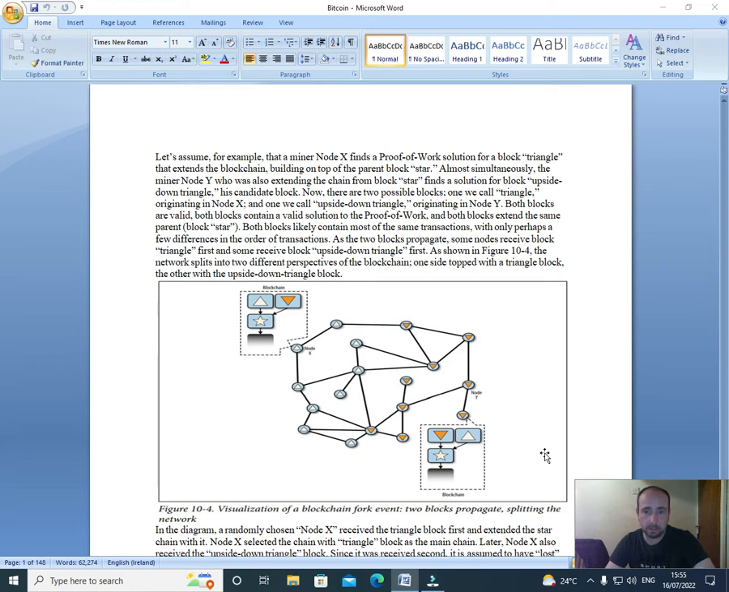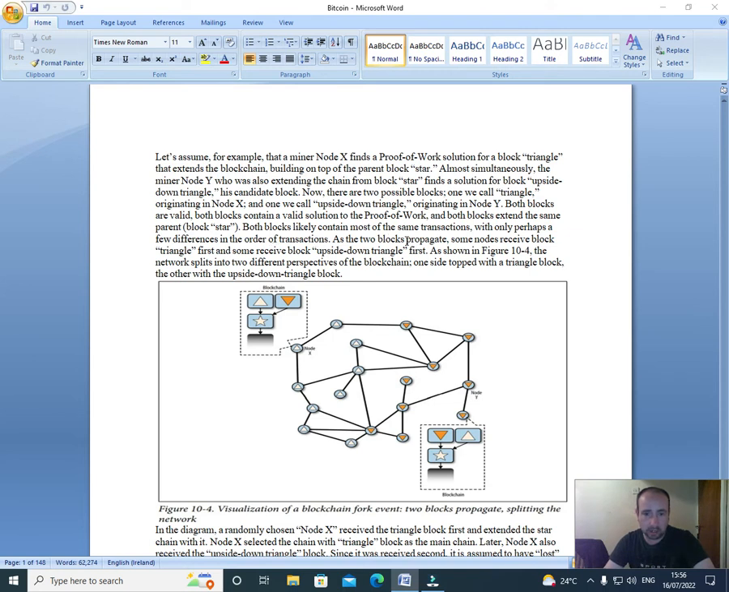Building on top of that parent block star almost simultaneously, the miner node Y, who was also extending the chain from block star, finds a solution for block upside down triangle. Now there are two possible blocks. One we call triangle originating in node X, and one we call upside down triangle originating in node Y. Both blocks are valid. Both blocks contain a valid solution to the proof of work, and both blocks extend the same parent block star.